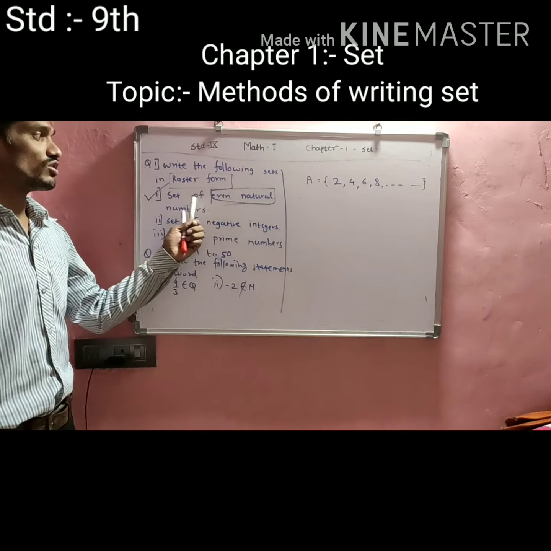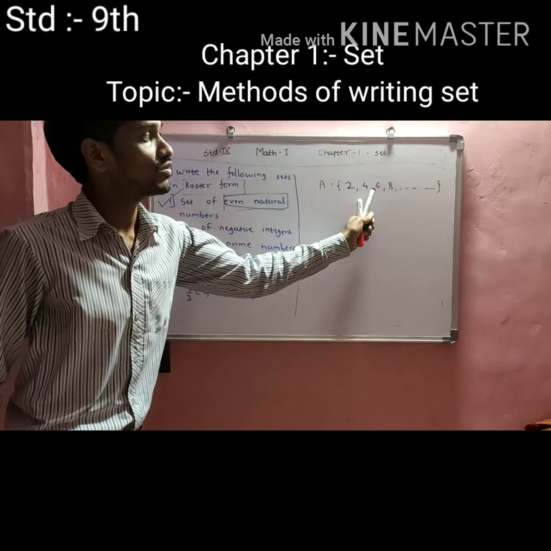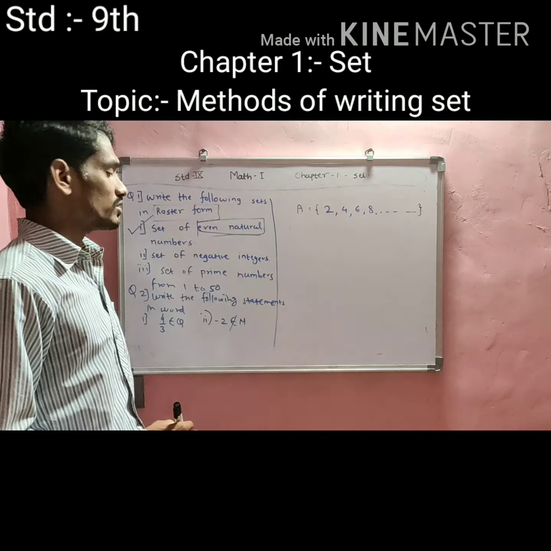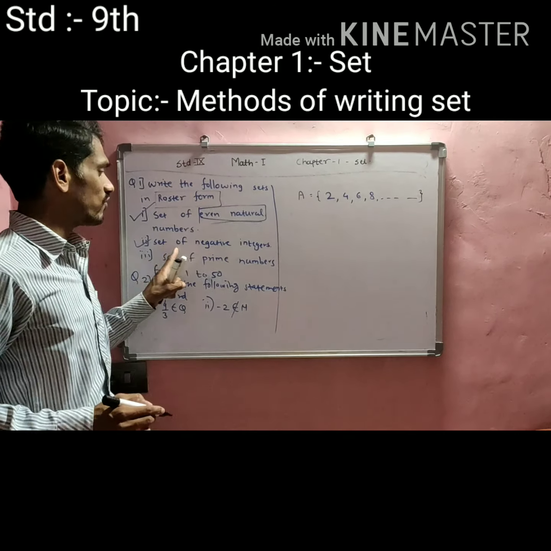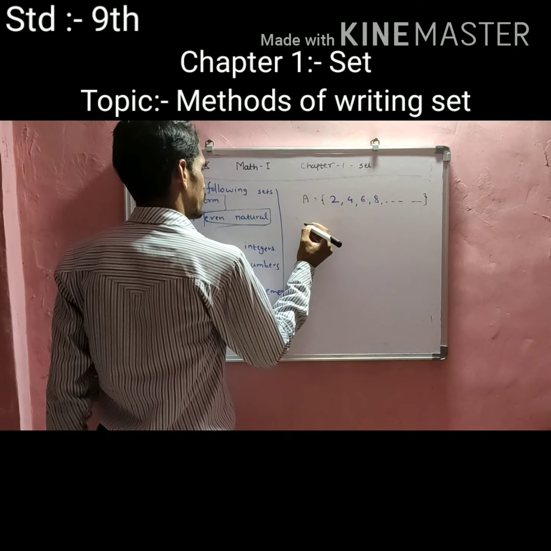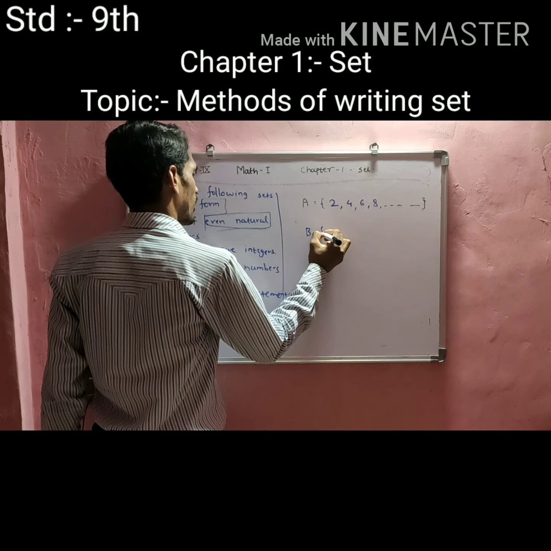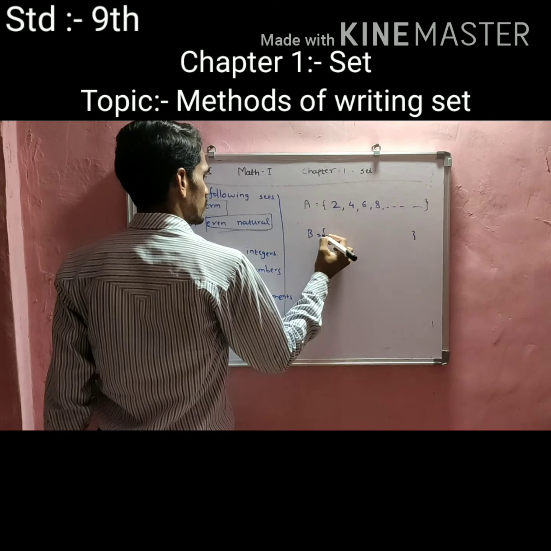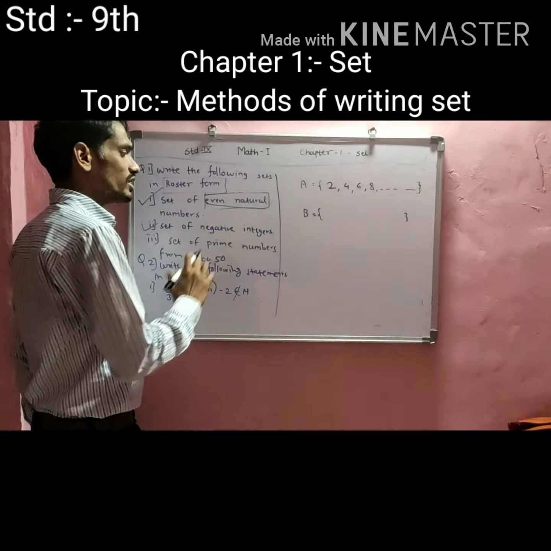Okay, students. The set of all even natural numbers is 2, 4, 6, 8, and so on. Next is the set of all negative integers. We have taken capital B as the set. Okay, the set of all negative integers.